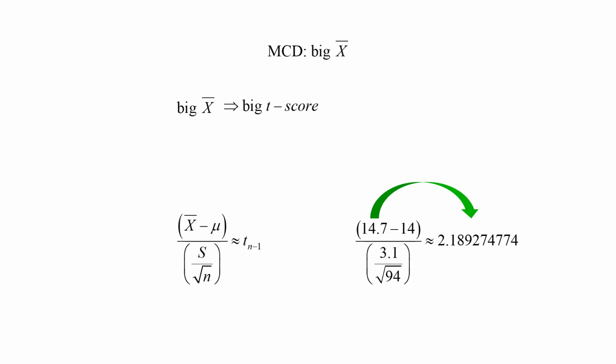So if we replace that 14.7 with 18, we would end up with a number bigger than the 2.189 that we have there. So big X bars are represented by big t-scores. When we go to graph our t-distribution, the big t-scores are to the right towards positive infinity. So first I had to decide what more convincing data was, and then I looked at the test statistic and said, if I got the more convincing data, how would that be reflected in my t-score?